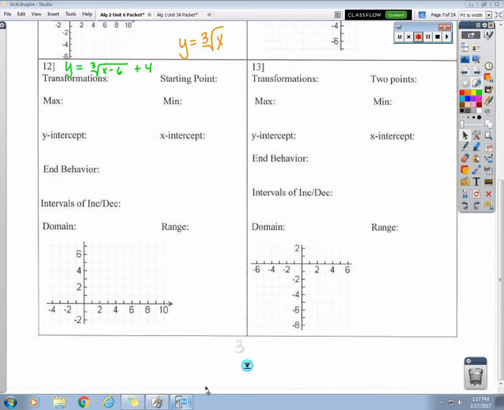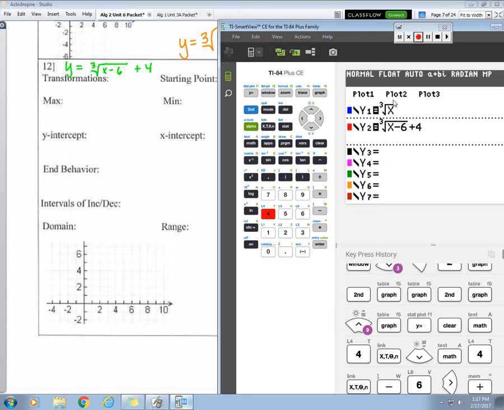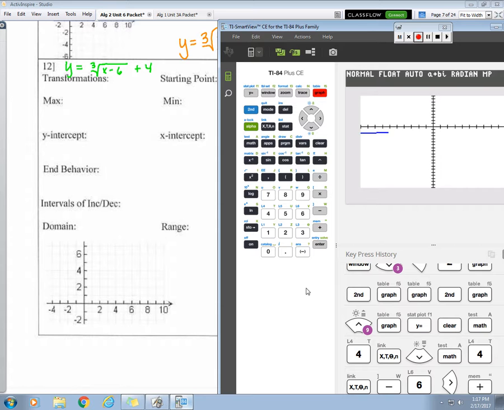Okay, so we're going to graph the parent function of a cube root, and we're going to graph the function given to us in this problem. And first we're going to write down the transformations.